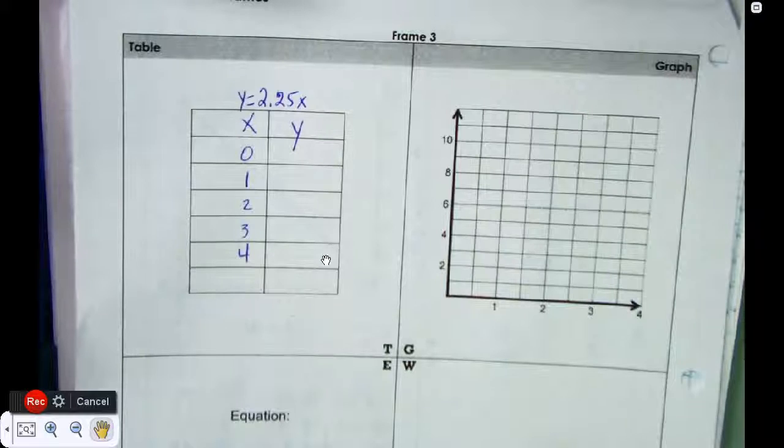You just need to graph 3 of the points, remember. Okay, so we'll check this tomorrow.